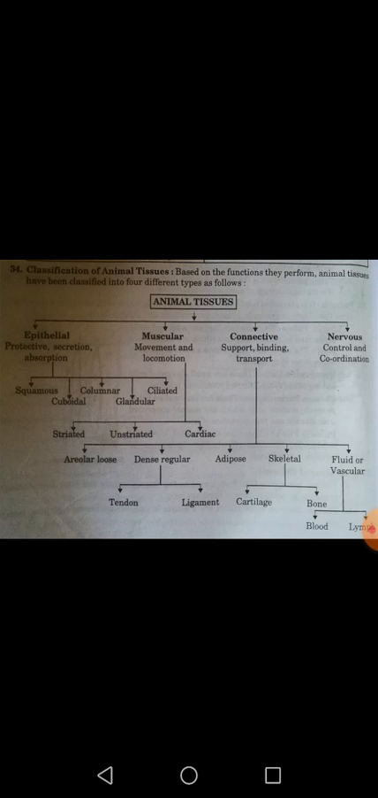I want to give a little bit of introduction today, and the various types I will discuss in tomorrow's video. So I'm going to start with what is epithelial tissue.